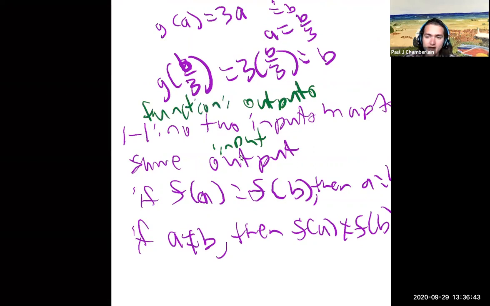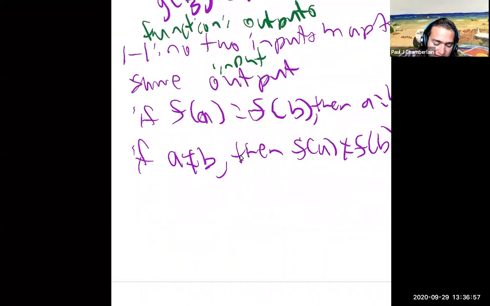Oftentimes it's very easy to fall into the trap of saying, oh well, no two outputs are mapped to from the same input, so it's one-to-one, but that actually just means it's a function. More formally, we're saying that if two outputs in the codomain are the same, then the inputs they came from in the domain must have been the same. Or, if we have two different things in the domain, we have two different things in the codomain.